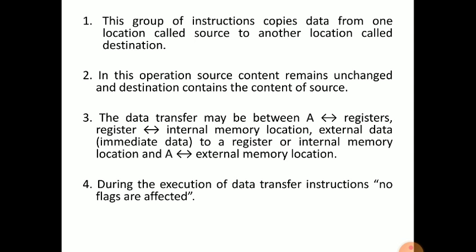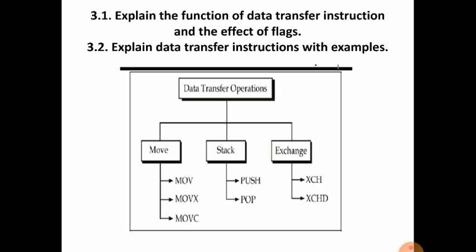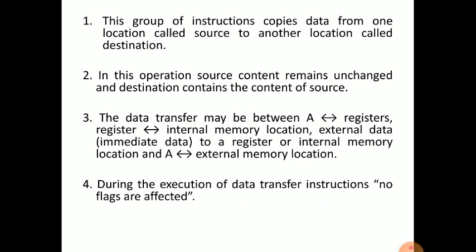Yes, this has to be understood, because in objective 3.1 you see: explain the function of data transfer instruction and the effect of flags. What will happen when this type of instruction is executed? The flags we typically have are the carry flag, auxiliary carry flag, overflow flag, and parity flag. These four flags generally depend on the arithmetic operations, because by doing an arithmetic operation the result is changed, and there is a chance of overflow and carry generation.